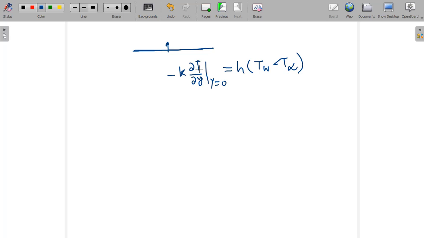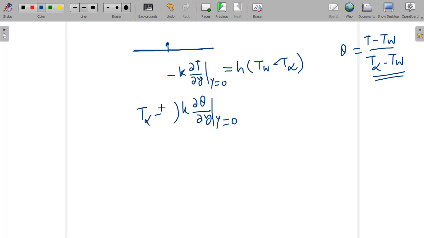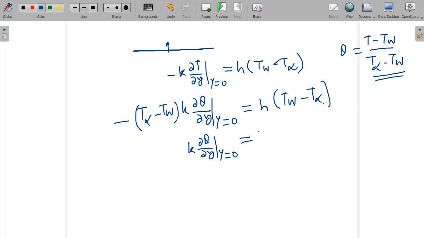So now here you just convert this T in terms of theta if you want to write. As you know, theta is T minus T wall by T infinity minus T wall. So it will become k into del theta del y at y is equal to 0, and it will be multiplied by T infinity minus T wall, but one negative sign will be there. And here it is h into T wall minus T infinity. So negative of T infinity minus T wall will cancel with T wall minus T infinity. So what remains is, it is basically k into del theta del y at y is equal to 0 is equal to h.